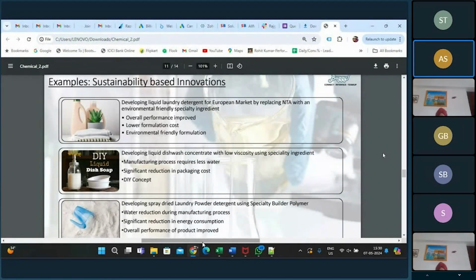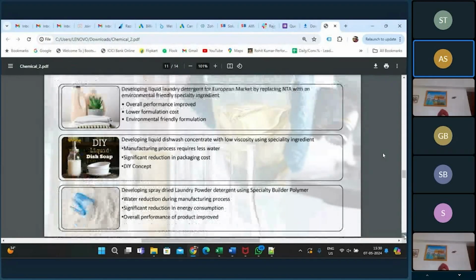So with this, I just wanted to give you all an idea of what unique benefits specialty chemicals give to the end customers, to the end users, in developing formulations. Specialty chemicals are nothing but raw materials which give very unique benefits to the consumers, and they are difficult to replace, and that is the reason they have competitive advantage.